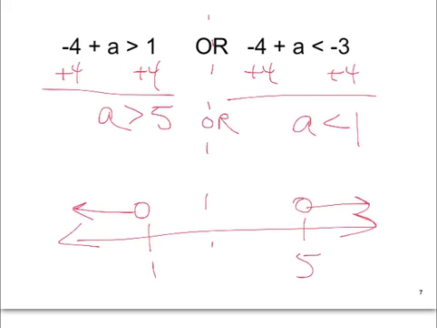When you have an or statement, the arrows are always going to be going away from each other, and when you have an and statement, you will be connecting a line segment in between.